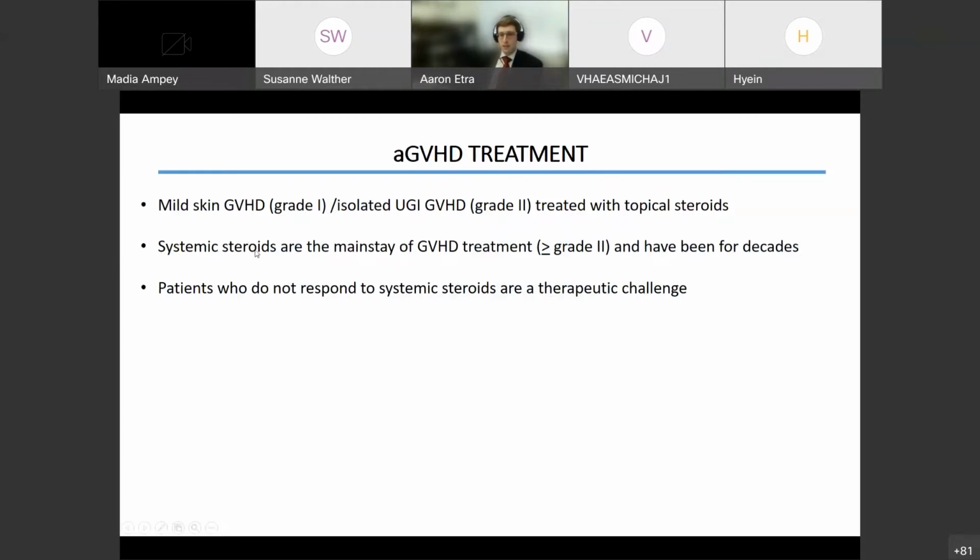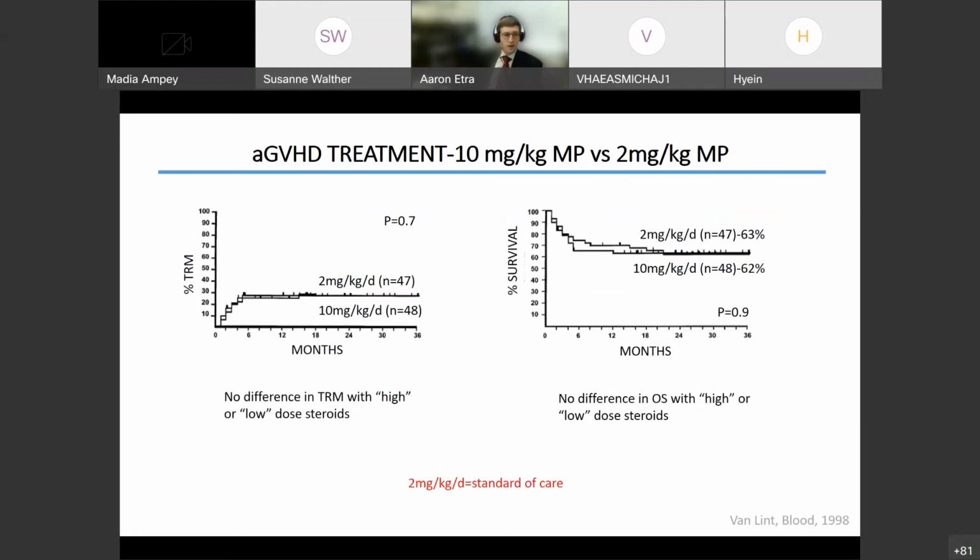Systemic steroids are the mainstay of GVHD treatment for folks who are suffering from grade 2 or above, and this has been the case for literally decades. Patients who do not respond to systemic steroids unfortunately remain a therapeutic challenge. So the path for figuring out how much steroid to use may seem like a simple one, but one that actually has been studied over time.